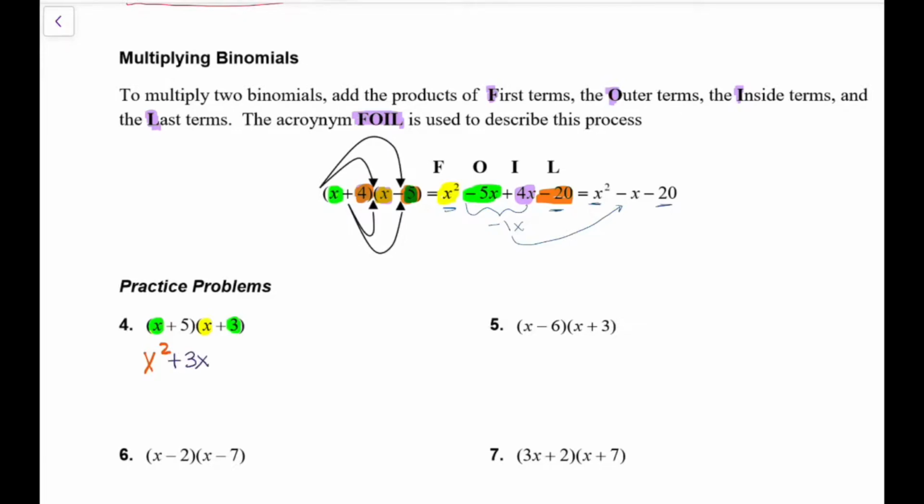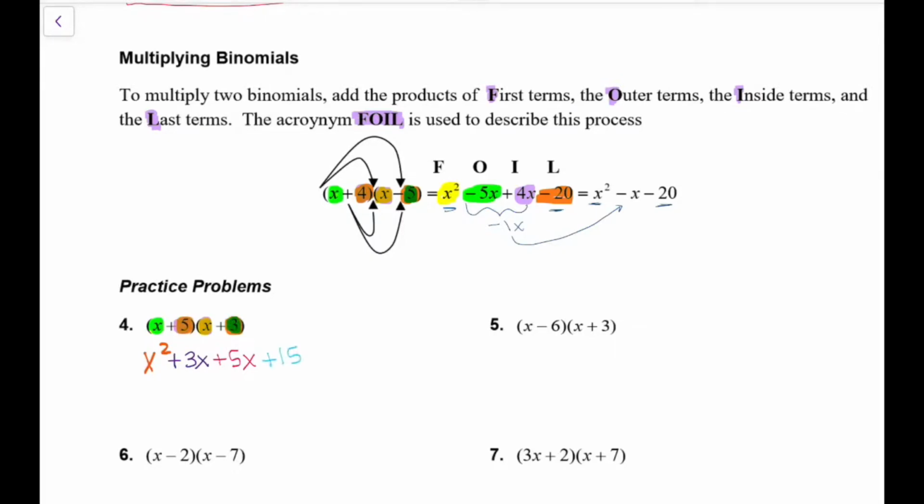The third term, we're going to take the inside terms. The I stands for inside. 5 times x gives us 5x. So the next term will be plus 5x. The last two terms would be 5 and 3. When we multiply those together, 5 times 3 gives us 15. So at the end, we add 15.